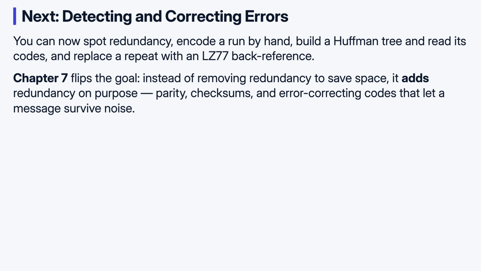This whole chapter was about removing redundancy to save space. Chapter 7 turns that idea around. To survive noise on a wire or a scratch on a disk, we will add redundancy back on purpose. Parity bits, checksums, and error-correcting codes that let a message detect and even repair its own damage.